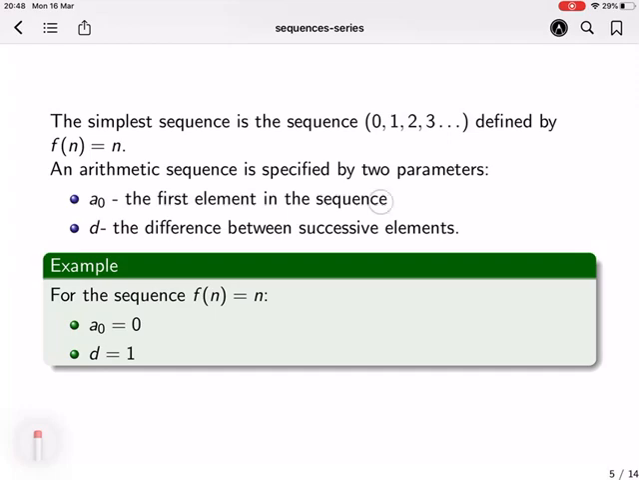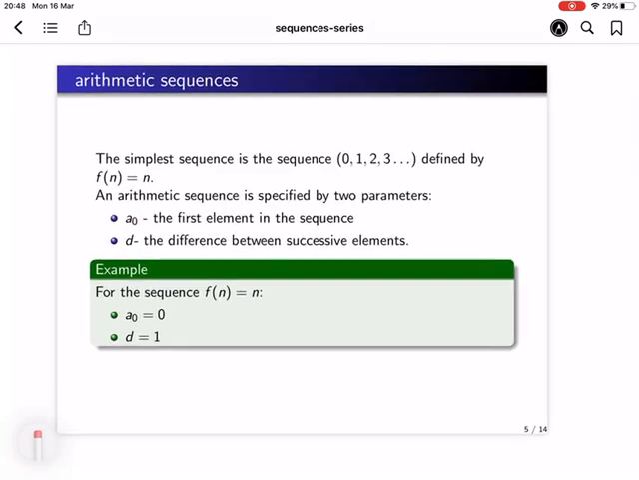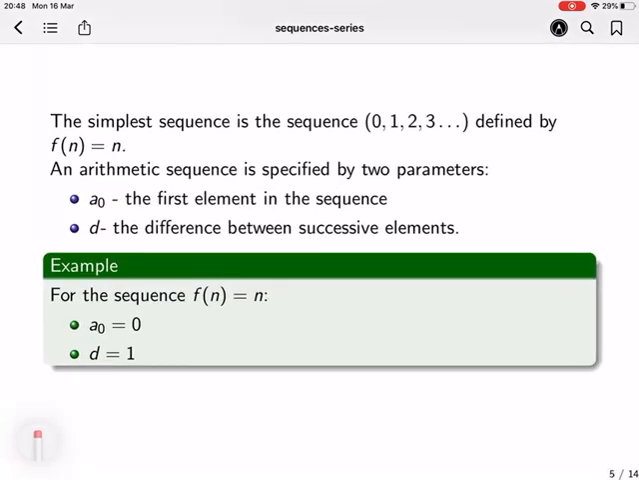Okay, so we want to talk about arithmetic sequences. The simplest arithmetic sequence is the sequence 0, 1, 2, 3, and so on, and it's defined by the identity function f of n equals n. An arithmetic sequence is specified by two parameters, a_0, that's the first element in the sequence, and d, that is the difference between successive elements.